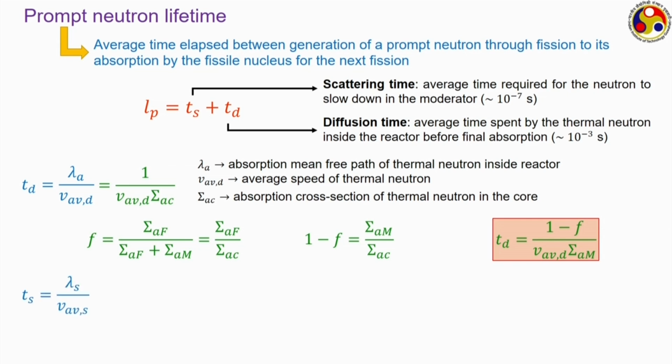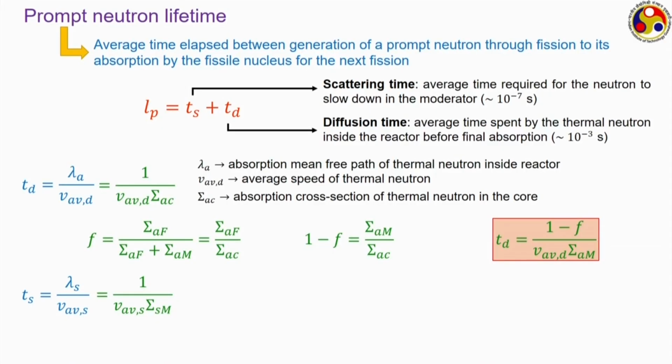In the same way we can calculate t_s as well. It is equal to lambda_S by V average_S. Lambda_S is the scattering mean free path and V average_S is the average velocity of the neutron during the scattering process. One thing: this velocity during the scattering process definitely keeps on changing, because the only energy that a neutron can have is kinetic energy, and during the scattering process its kinetic energy reduces from something like 2 MeV to 0.025 electron volt. Therefore, this V average can also have a very large range.